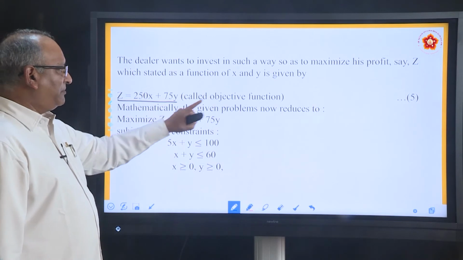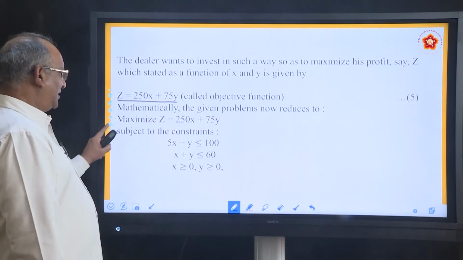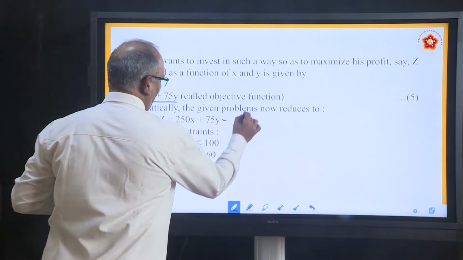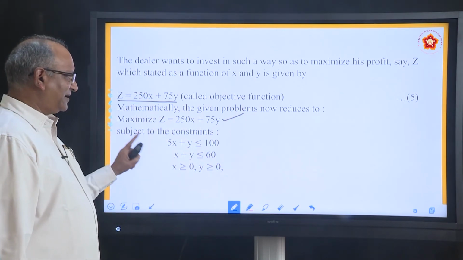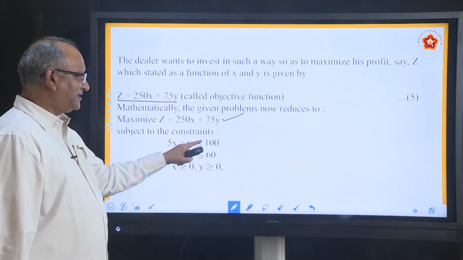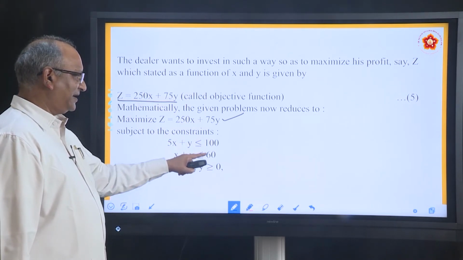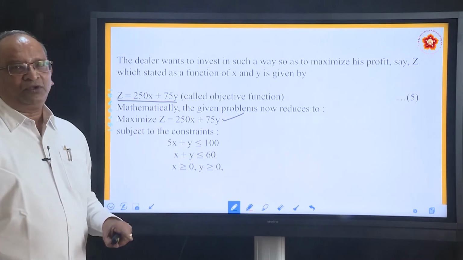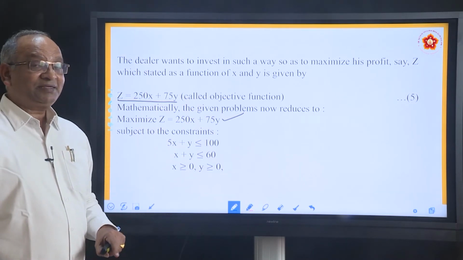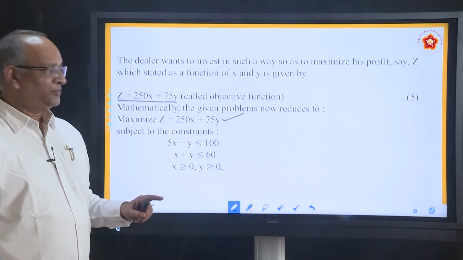Mathematically, the given problem now reduces to the following. Remember, this is the objective function. These are the constraints. What are the constraints? 5x plus y less than or equal to 100, x plus y less than or equal to 60, x greater than or equal to 0, y greater than or equal to 0. So how many inequalities? 4 inequalities.